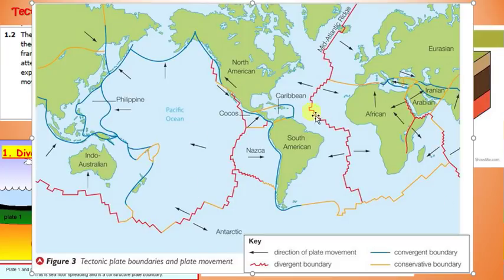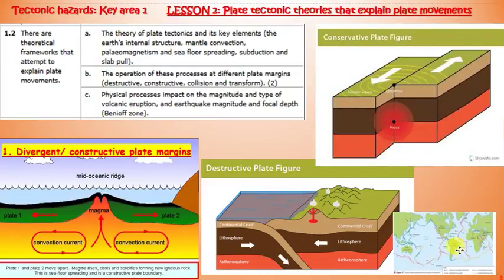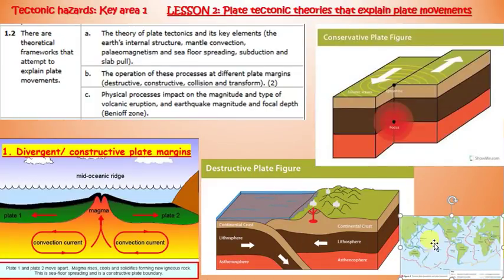And we found low magnitude earthquakes and volcanoes at divergent or constructive plate boundaries, and at the orange, which is the conservative plate boundary, we find only earthquakes and no volcanoes. Alright, and I've just put a couple of graphics to show the three different types of plate boundaries.